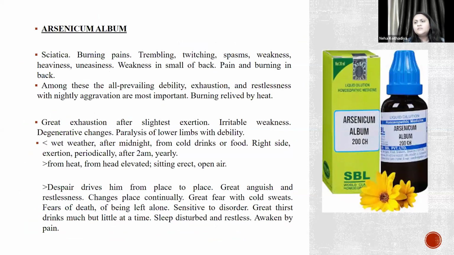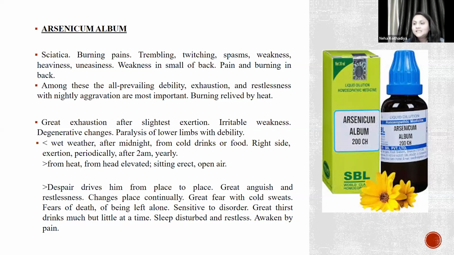Now, the second medicine to prescribe for sciatica is Arsenicum album. We all know Arsenic belongs to the trio of burning remedies, one of the major burning remedies, where the burning is like coals of fire: burning pains, trembling, twitching, spasm, and weakness. Arsenic is a weakness medicine. Too weak to move, mentally restless.